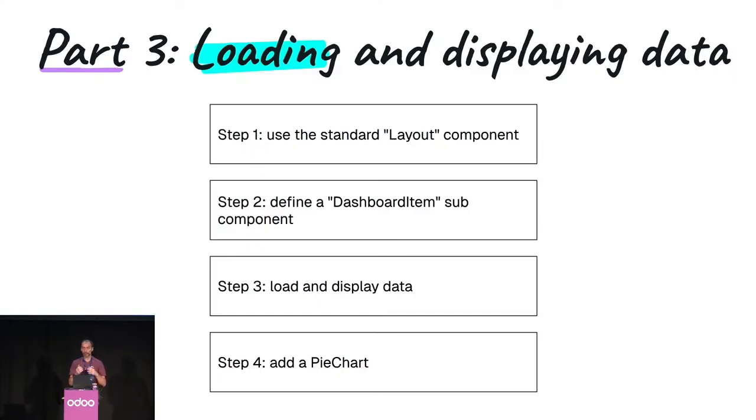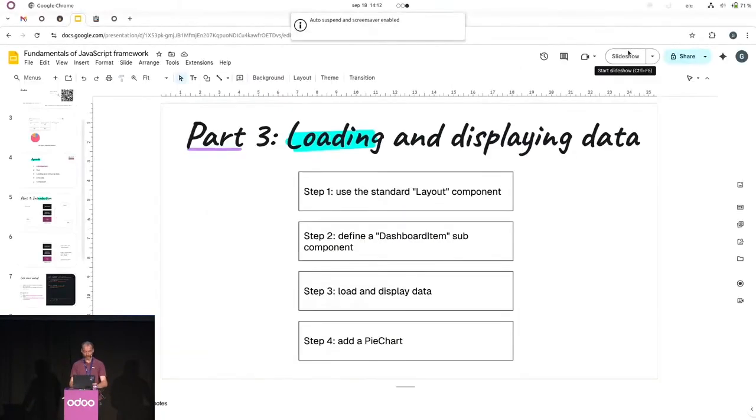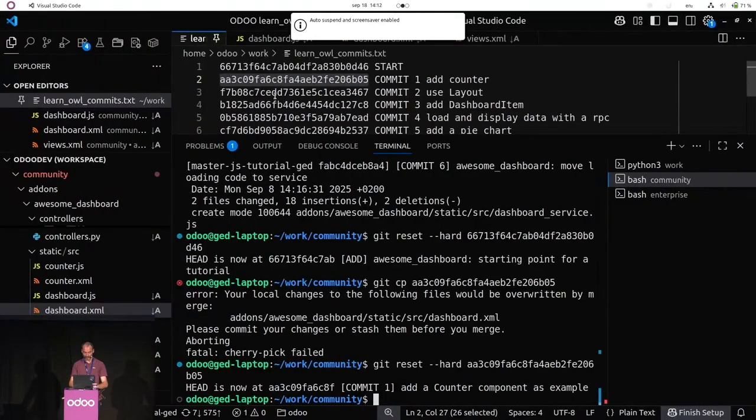Next step, we will talk to the server, fetch live data from the server, and display it in the user interface, because your JavaScript does not mean much if we cannot fetch data. And finally, I will show you how to bind OWL to an external library, and you will display a pie chart. So let's do the first one using a standard layout component. So let's pick the code.